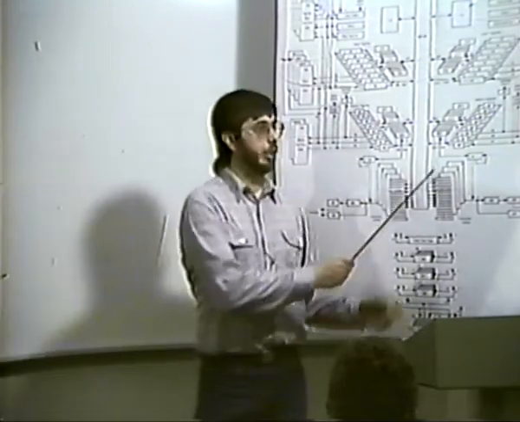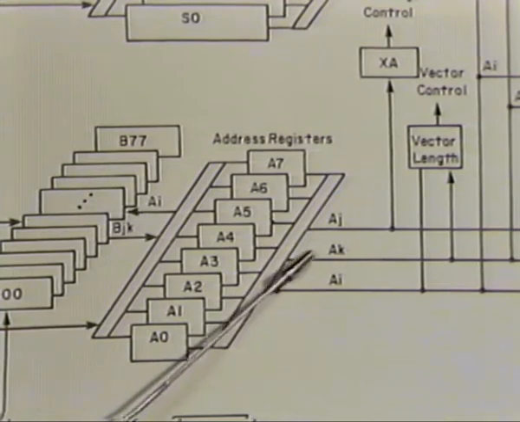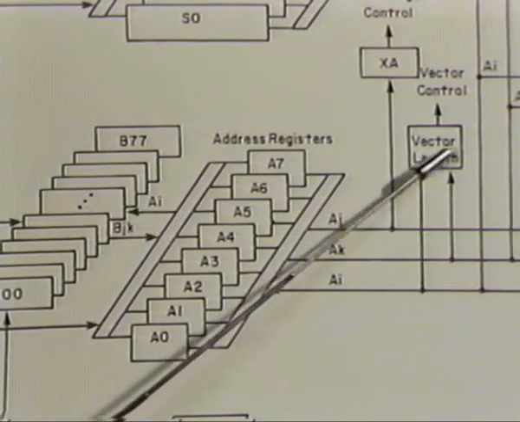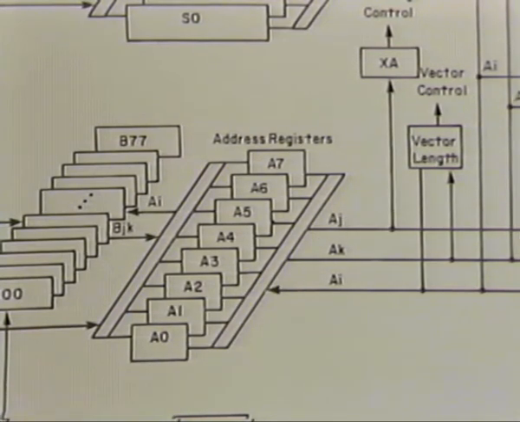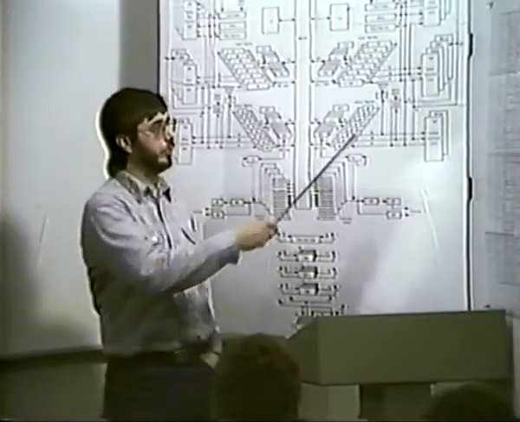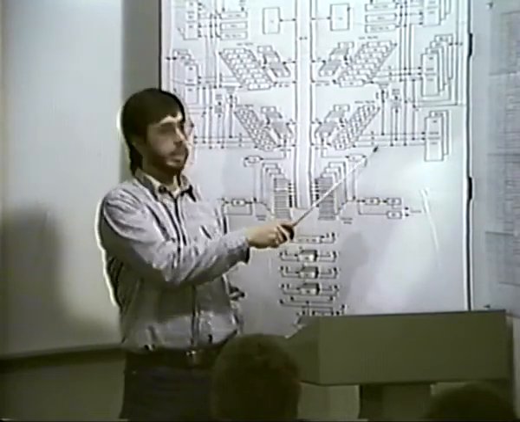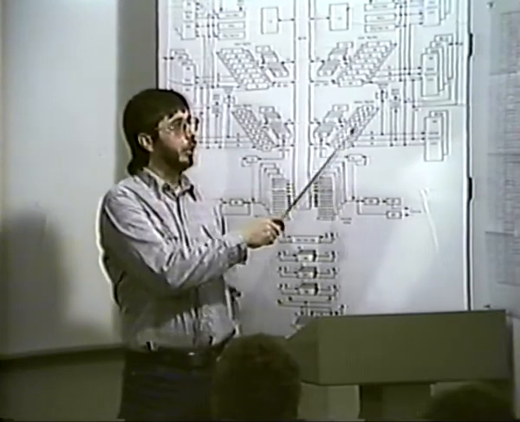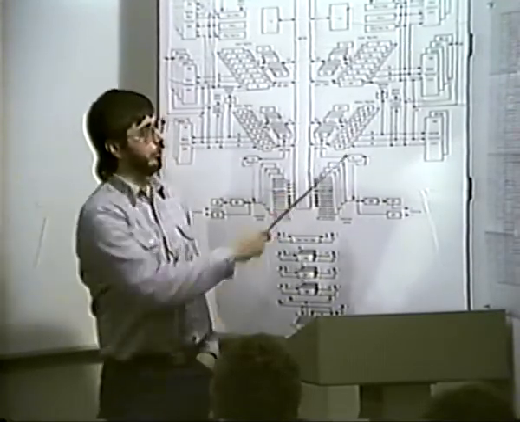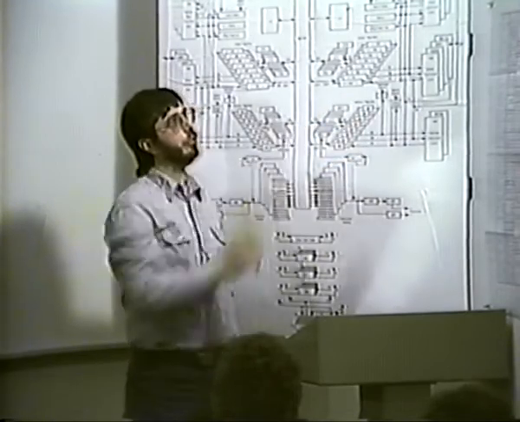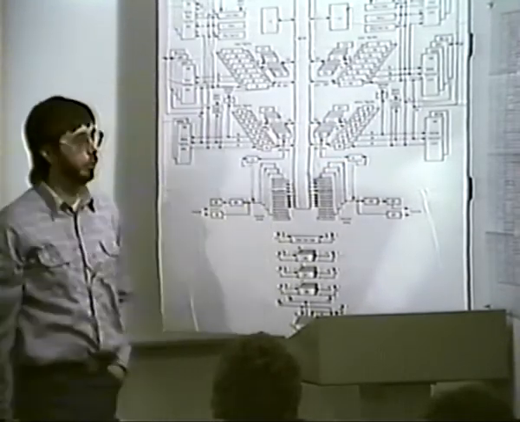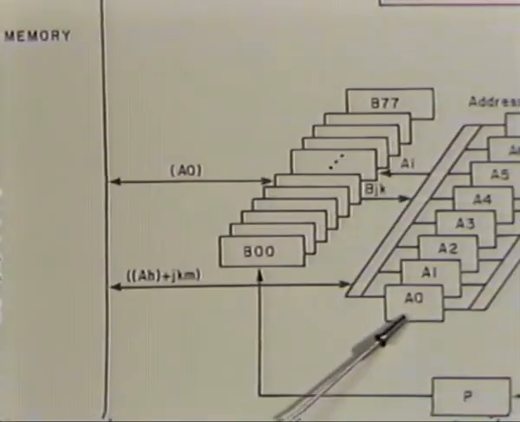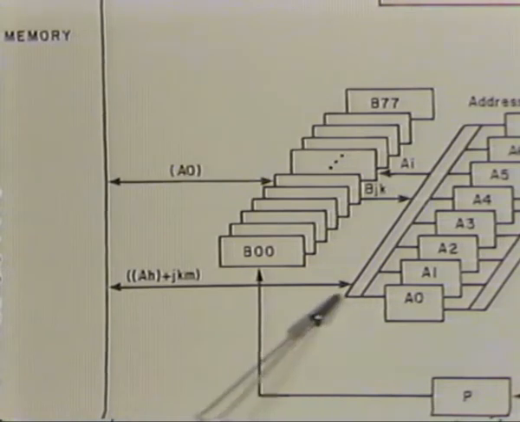Now, the address registers can also get transferred to other locations. In other words, it shows here an A register going into a vector length register, whatever that is. And it comes back from a vector length register back into an A register. It also shows one going to an XA register. It also shows AI and AK being used for some of the other functional units on the block diagram. You can also transfer between A registers and memory. You are capable of doing that.